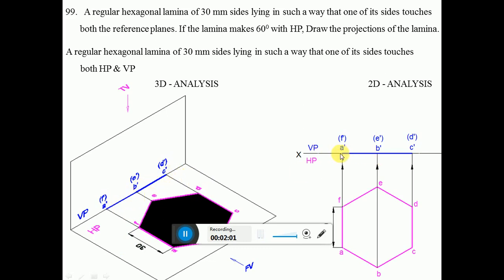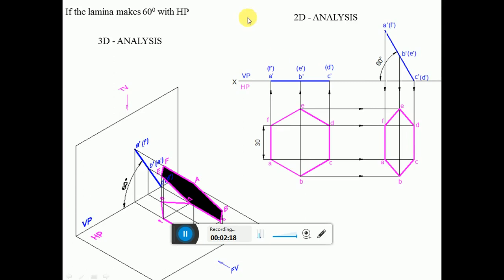If you see the 2D analysis, the side which is resting on HP has to be perpendicular to VP, which is AF and CD. Either you can rest it on A dash F dash or you can rest it on C dash D dash. Now he says the lamina makes an angle of 60 degree with HP. So we are resting C dash D dash on the XY line, or on the HP.